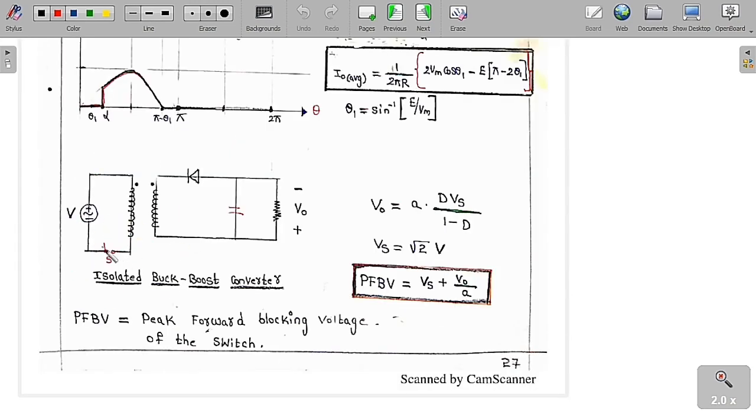Suppose there is a circuit like this. Here this is an AC source, and here this is a primary winding and secondary winding.